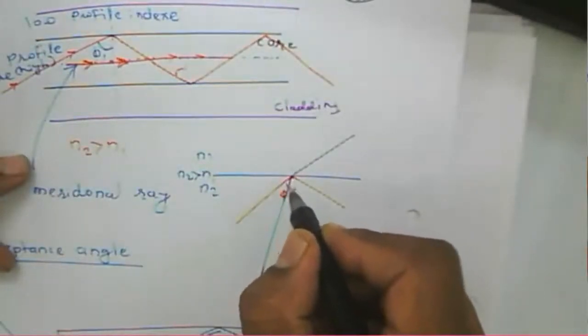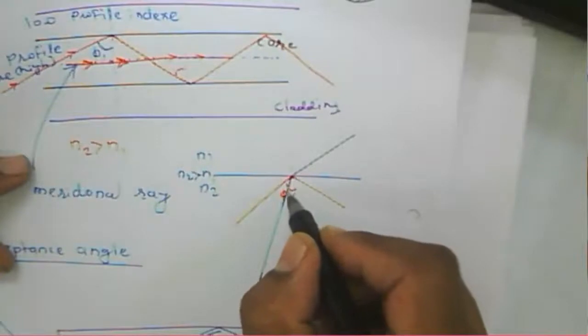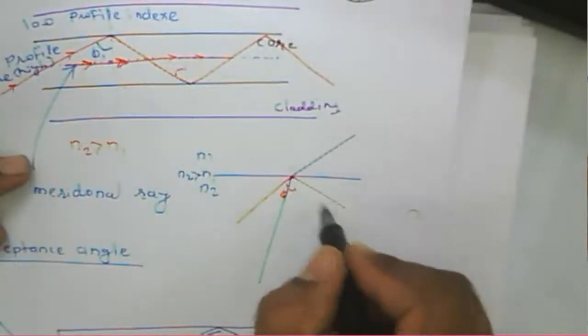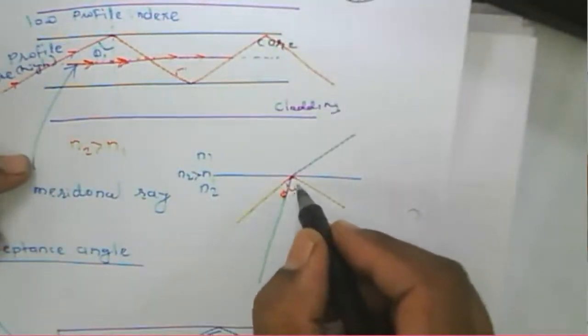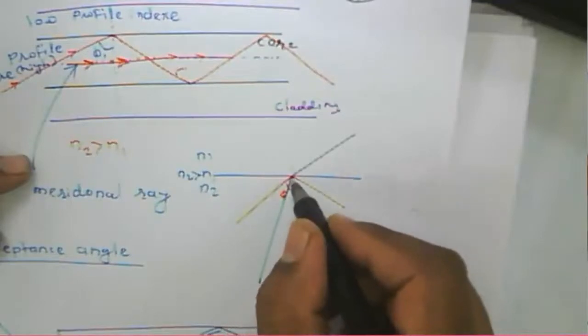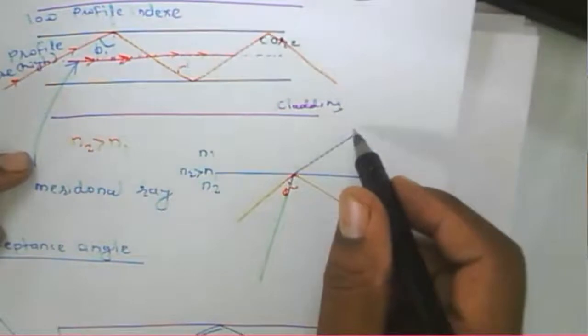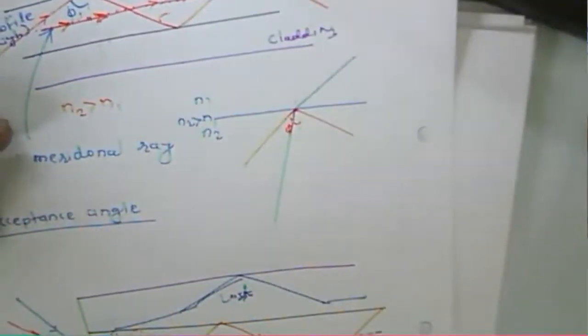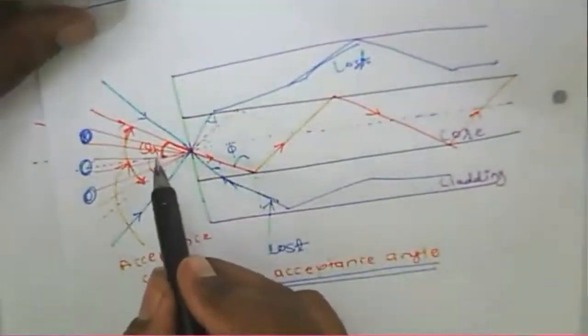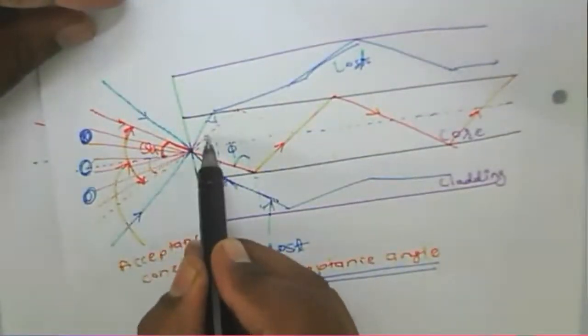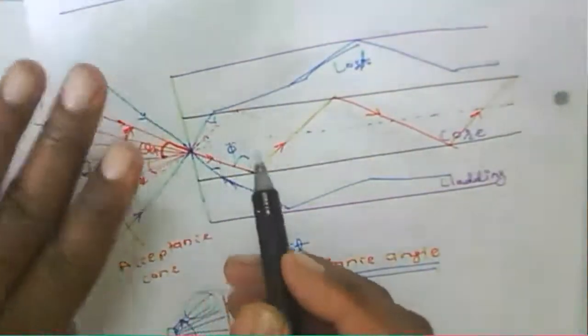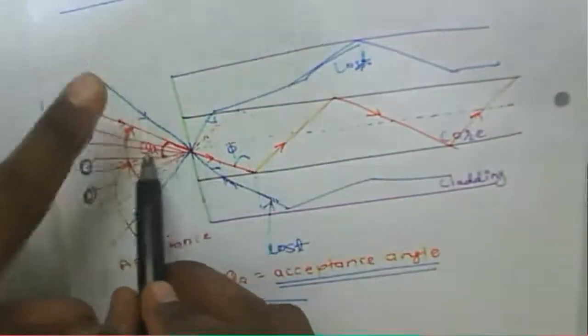What we learned earlier is that if a light ray makes an angle greater than the critical angle, it will propagate this way. If it does not make that critical angle, then it will be refracted. But here we are just looking at the boundary between these two media.